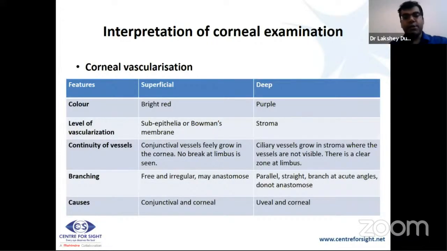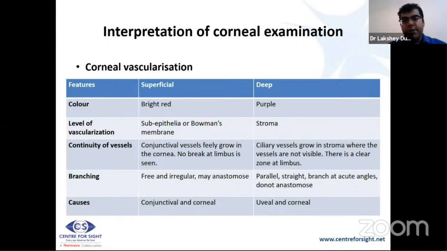Corneal vascularization. This is also another important sign. Superficial vascularization is normally bright red. It is subepithelial, and the vessels grow in continuation with the conjunctival vessels. They are free, irregular, and anastomose freely, and it is usually due to conjunctival or corneal causes. So superficial vessels are growing from the conjunctiva onto the cornea. There is a continuity of the vessels, and they are usually subepithelial, at the level of Bowman's membrane.